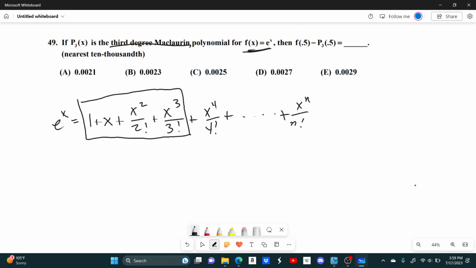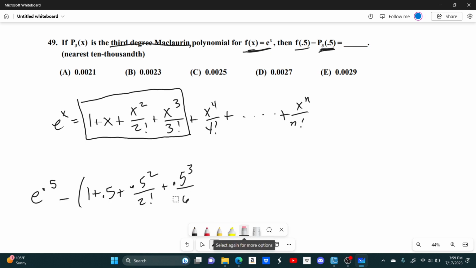So what this is saying is I'm just going to plug 0.5 into my original equation, right? Just e to the 0.5. And then plug 0.5 into my third degree polynomial, like this, and figure out what is the difference. So I'm just going to do that on my calculator pretty quickly. And you end up with an error of 0.0028, what is it, nearest 10 thousandths? 0.0029.